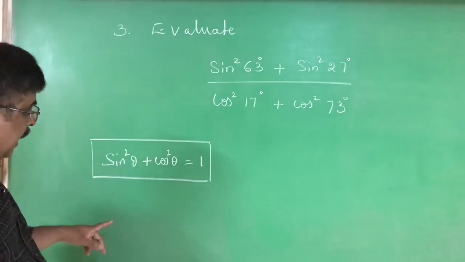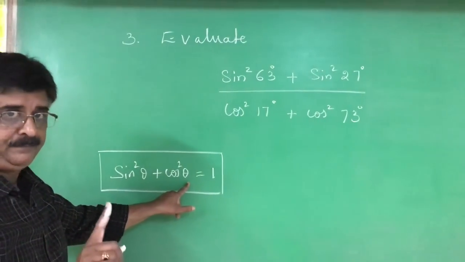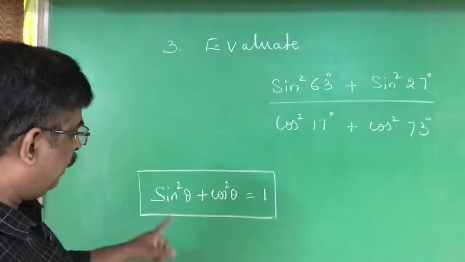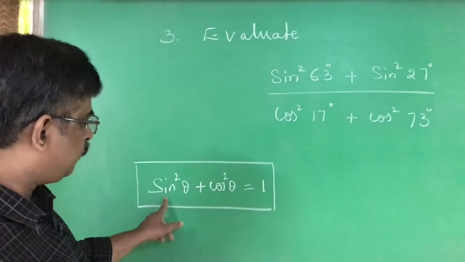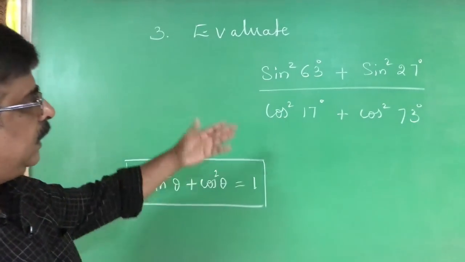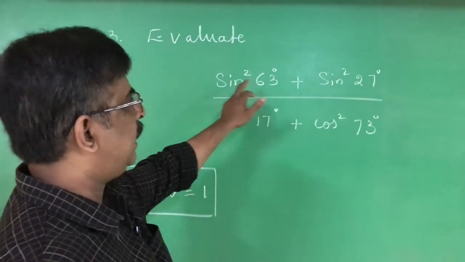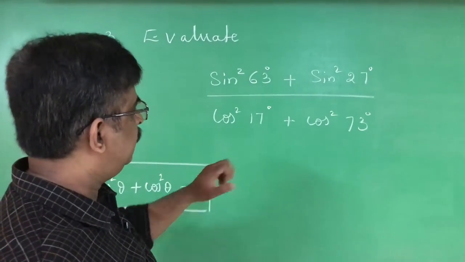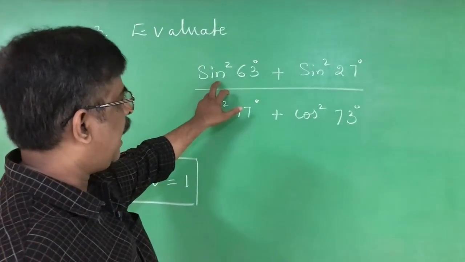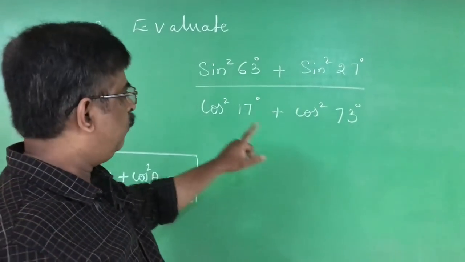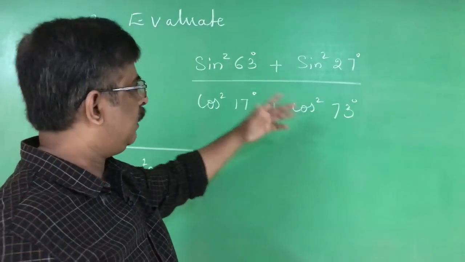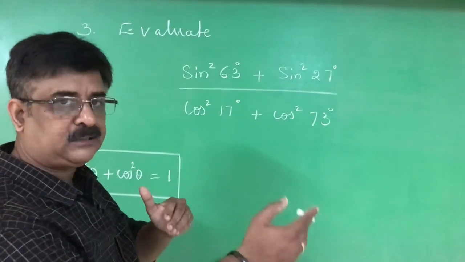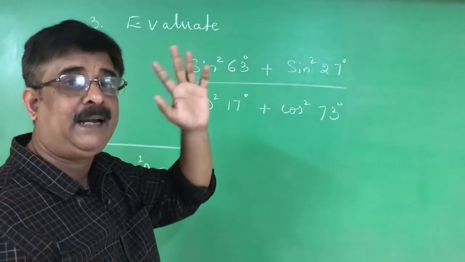In this identity, the theta value should be the same. In both places the same angle should be there. And one is sin, another one is cos. Sin square theta plus cos square theta is equal to 1. Here what happened? Both are sin, both are cos. Therefore, what I do is, I make one sin and another one cos. Therefore, that becomes sin square theta plus cos square theta. How to make sin into cos, cos into sin? By using the complementary angles.